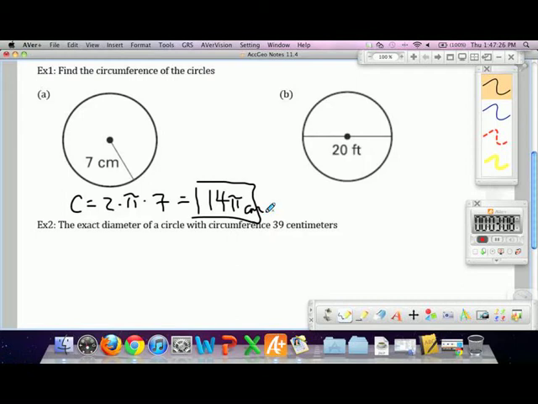Now, sometimes the exact answers aren't really the most convenient answers. When would an approximate answer, or the decimal representation of that, make more sense? When would it be more useful? Yeah, like if you're comparing it to something. Does anyone have a feel for how big 14 pi is? If I ask you to put 14 pi on a number line, would you know where to put it?